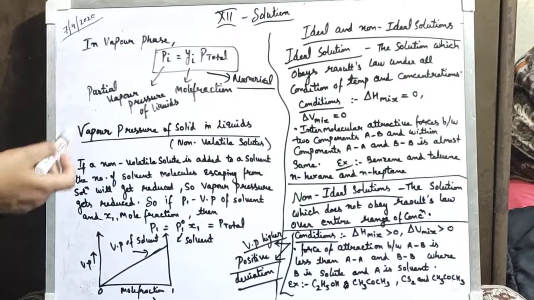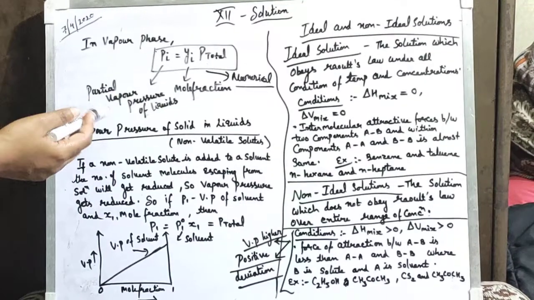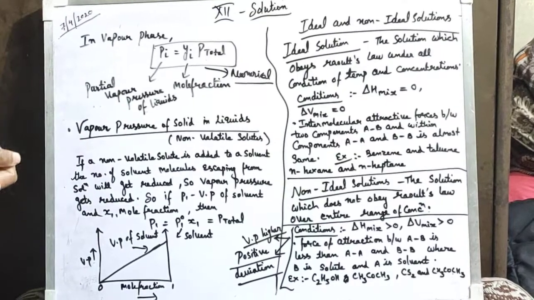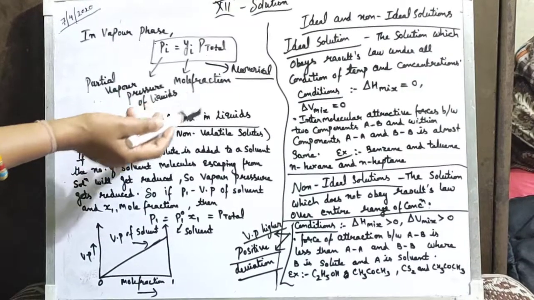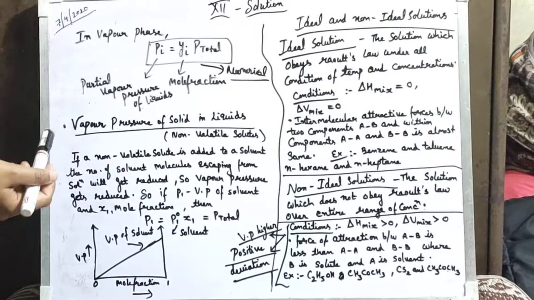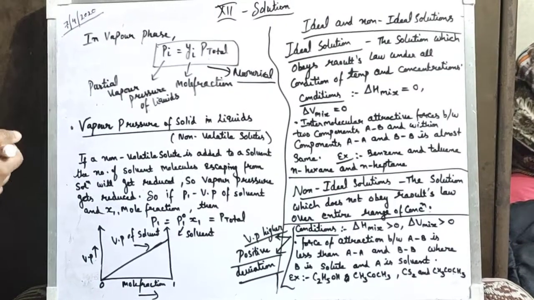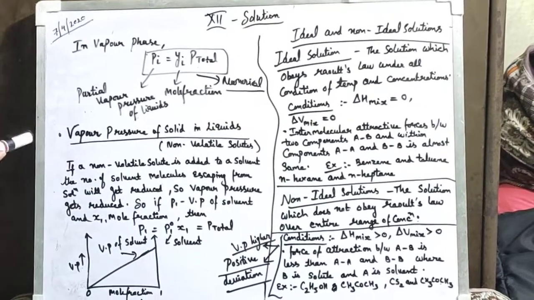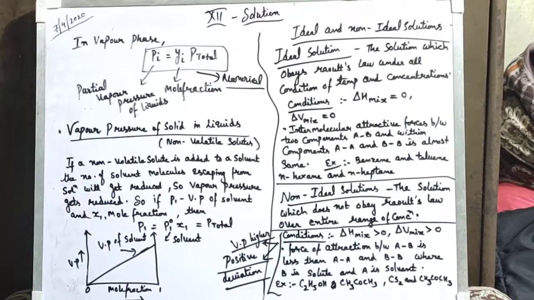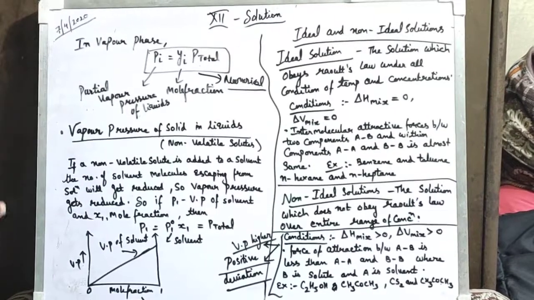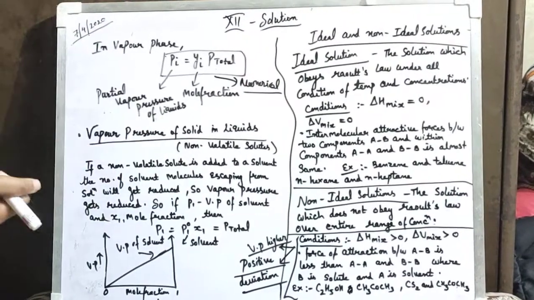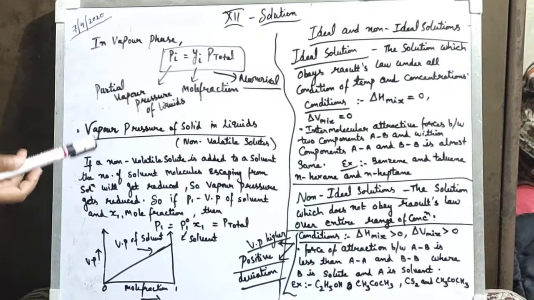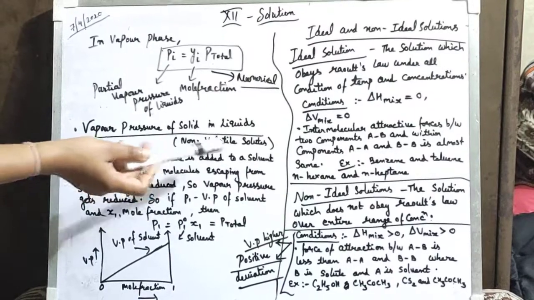Now next is vapor pressure of solid in liquids. Earlier we read about vapor pressure of liquid in liquid, considering the case that both were volatile. Now is the case of a non-volatile solute. So what will happen if I am adding a non-volatile solute, which is not reactive in nature? Whether it is soluble or insoluble, it will suppress the solvent present in the solution. That is, if a non-volatile solute is added to a solvent, the number of solvent molecules escaping from the solution will get reduced.